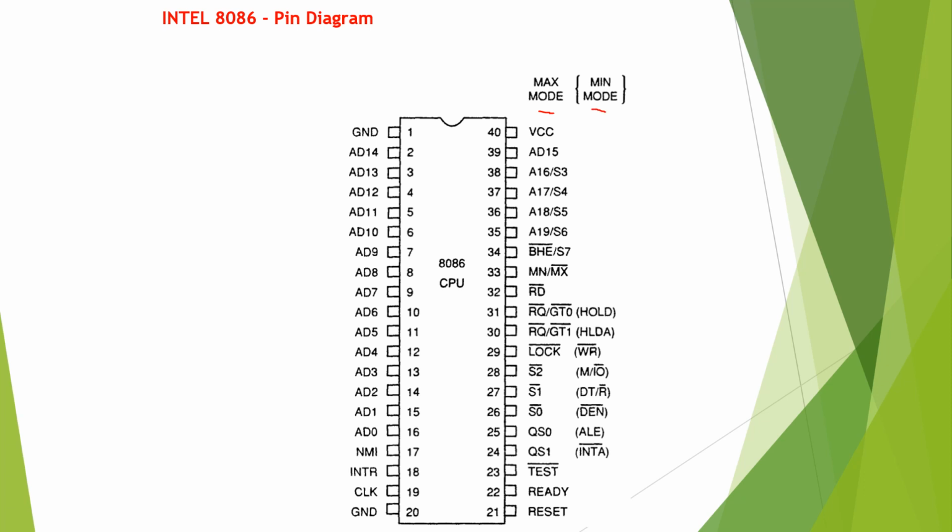From pin number 2 to pin number 16 we have the multiplexed data and address lines, and at pins 35 to 39 we have the address lines alone. Let us discuss them briefly.